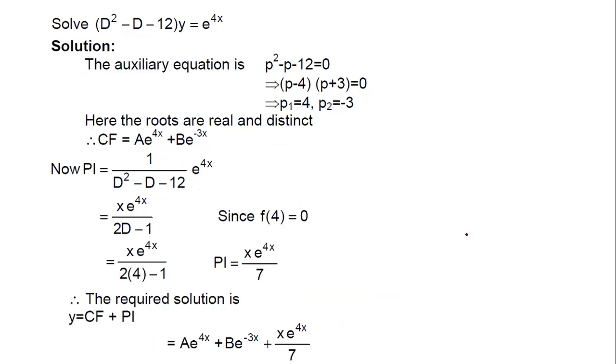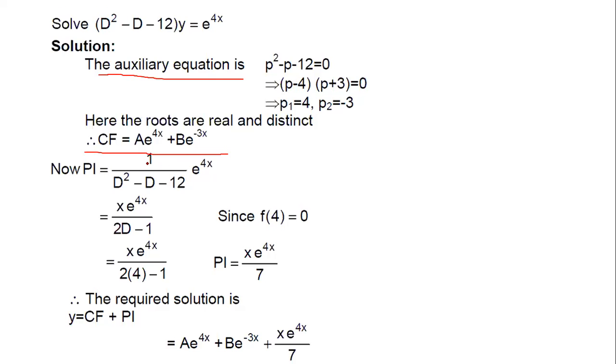Then e power 4x is there on the right hand side. See, D square minus D minus 12 into y equal to e power 4x. Here, first you have to write the auxiliary equation. Then you have to find the roots of this equation. m1 equal to 4, m2 equal to minus 3. The roots are real and distinct. Therefore, the complementary function is A e power 4x plus B e power minus 3x.